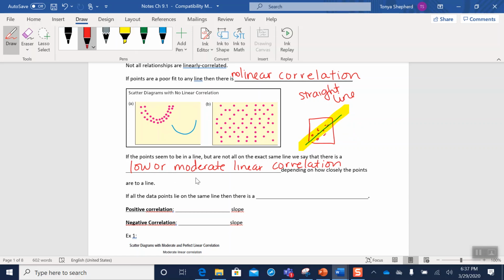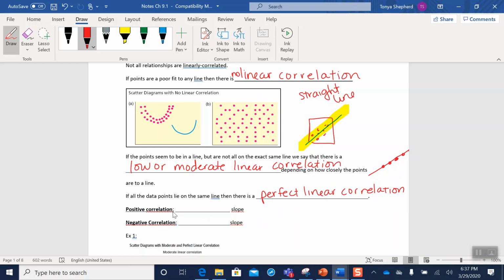So if all of the points are on the same line, exactly the same line, then we call that a perfect linear correlation. And as you can imagine, that's not really the most common thing to have happen with a set of data. Okay, so again, if I have a point, point, and this is my data that I've collected from my study, then you can see all those data points lie on exactly the same line. That is a perfect linear correlation.